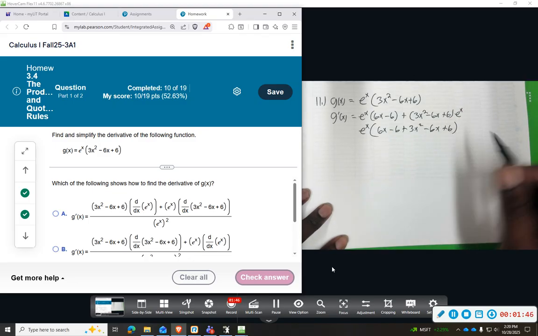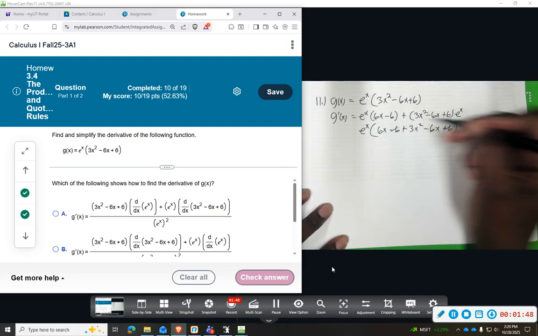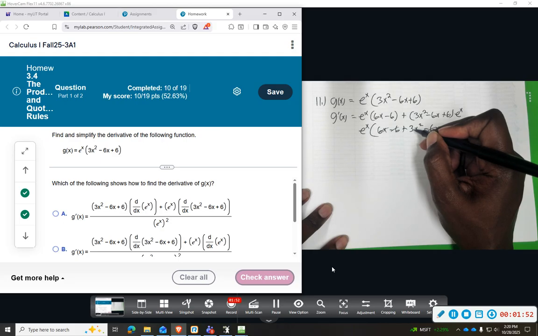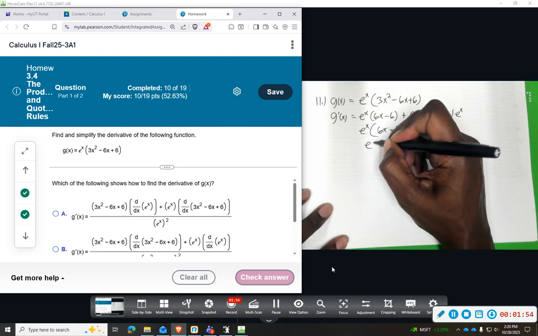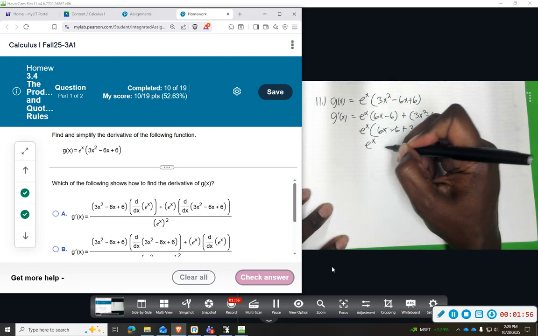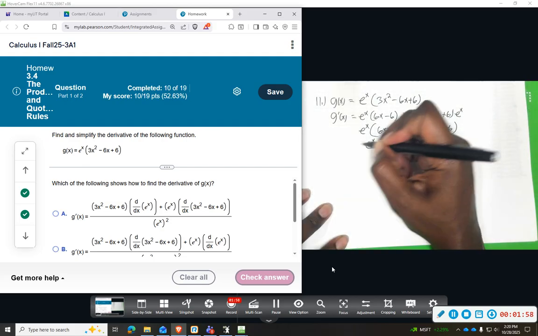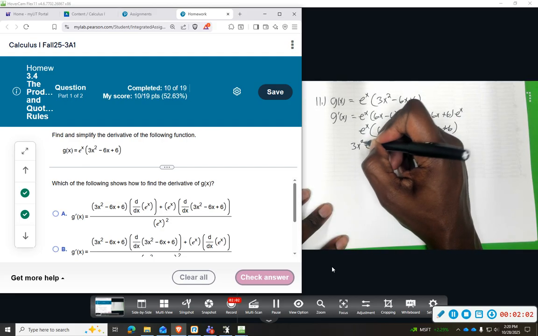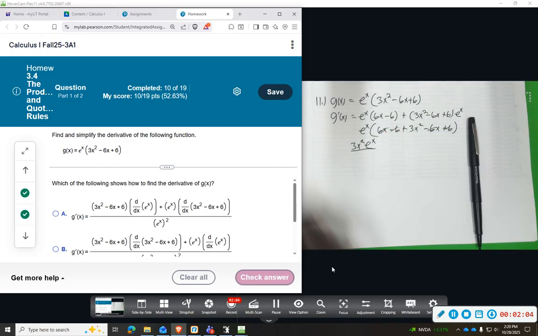Alright, we got a minus 6 and plus 6 will cancel, and a minus 6x and a positive 6x will cancel. So that will just leave us with 3x squared e to the x. I don't know if you want to put it out front or back. 3x squared times e to the x.